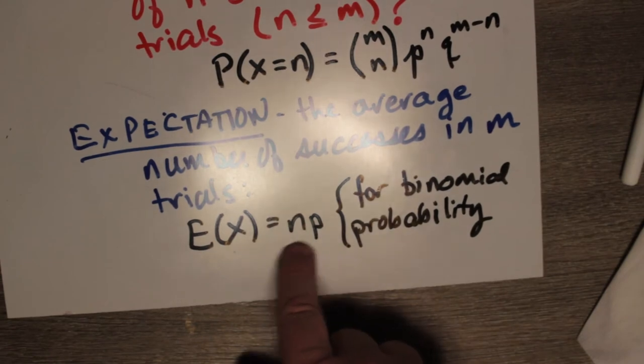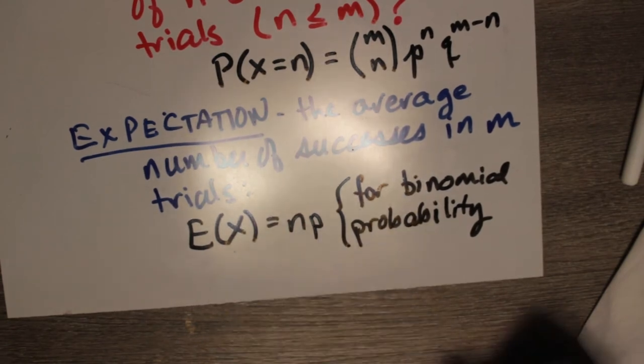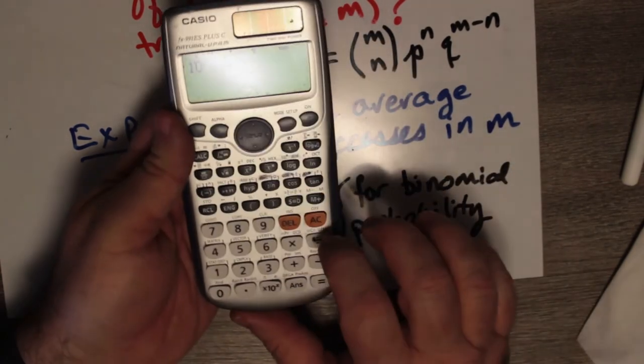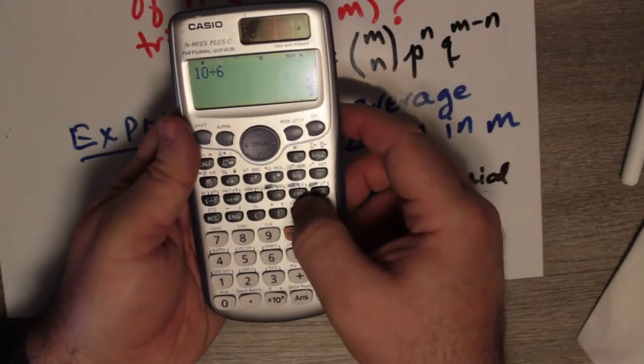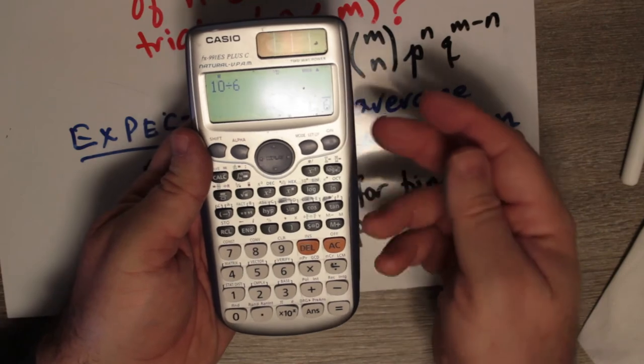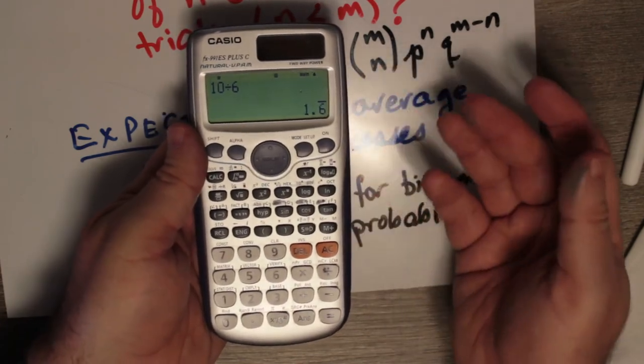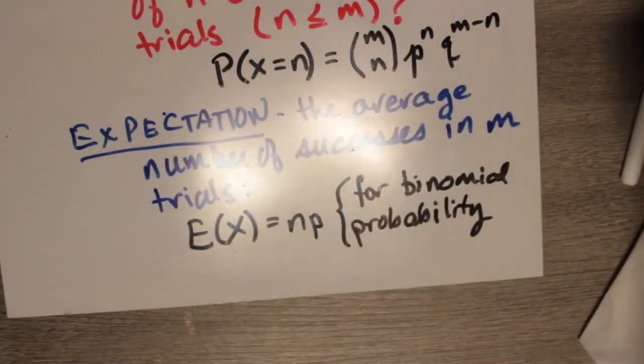So that's 10 times 1 over 6, which is 10 over 6. So 10 divided by 6, I get 5/3. 5/3 turns out to be 1.6 repeating forever, which is roughly 1.7.